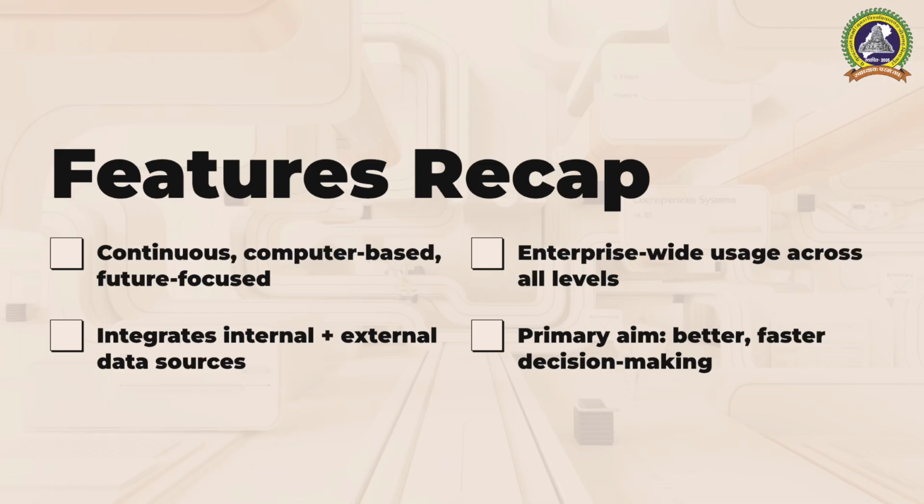So let's quickly recap the features we have just discussed. We have established that a marketing information system is a continuous, computer-based and future-oriented system. Its objective is to serve all levels of management by collecting comprehensive marketing information from both internal and external sources, with the ultimate goal of improving the speed and quality of decision making. Now, having a system with these features is one thing, but what makes a system good?